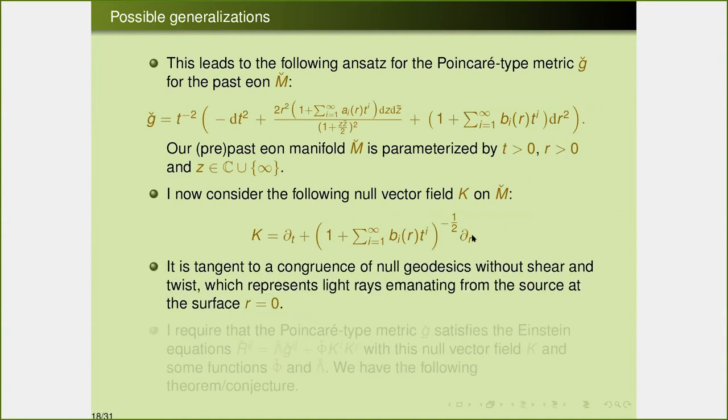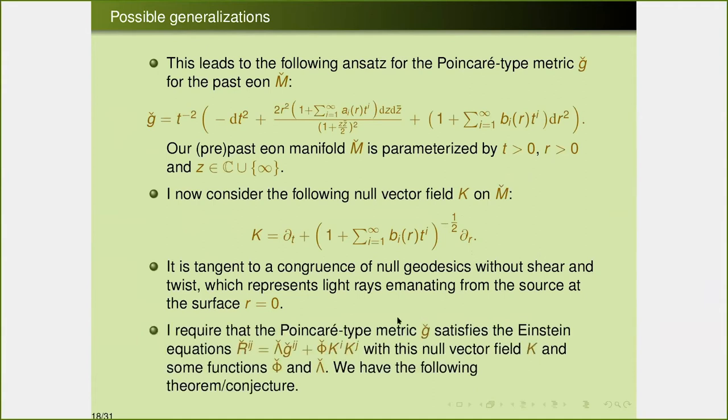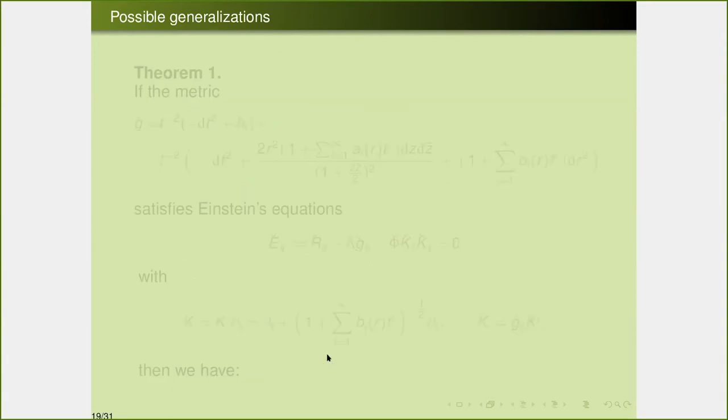So this vector k is tangent to a congruence of null geodesics without shear and twist, which represents light rays emanating from the source at the surface r equals zero. I require that this Poincaré metric satisfies these equations. So there is a cosmological constant here and this part coming from the energy momentum tensor. And then I have the following.